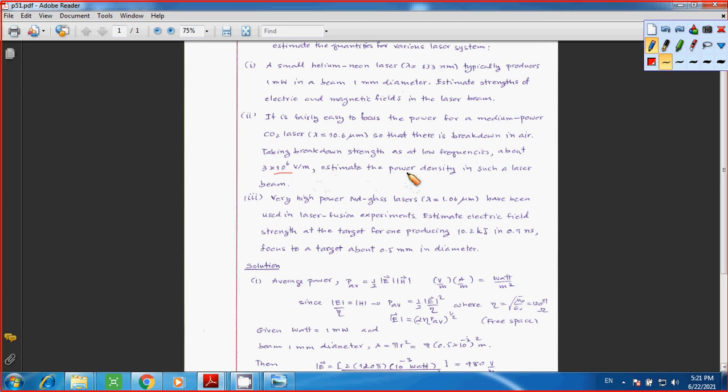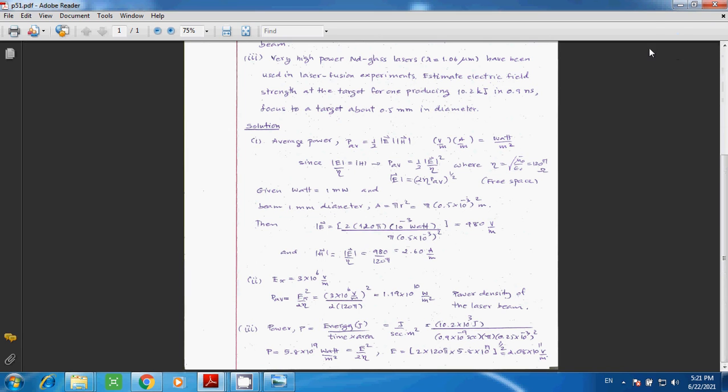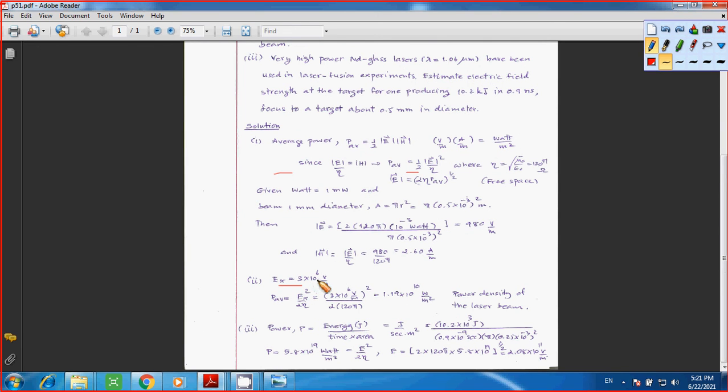So we're looking for the power density. For the E given 3 times 10 to the 6 volt per meter, your P average is actually E_x squared divided by 2 eta. So it's just plug in the number, where your eta becomes 377 ohms, or 120 pi ohms. That gives you P average to be 1.19 times 10 to the 10th watt per meter squared. That becomes the power density of the laser beam.